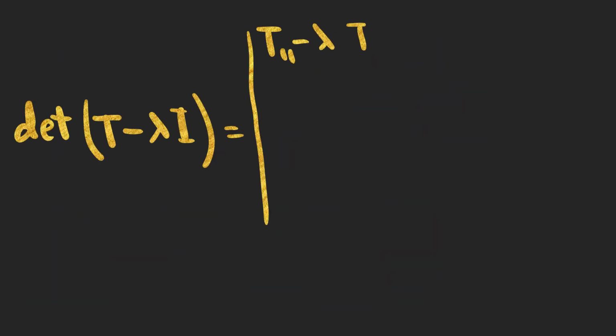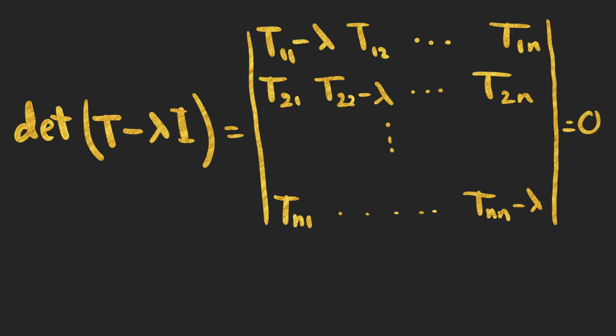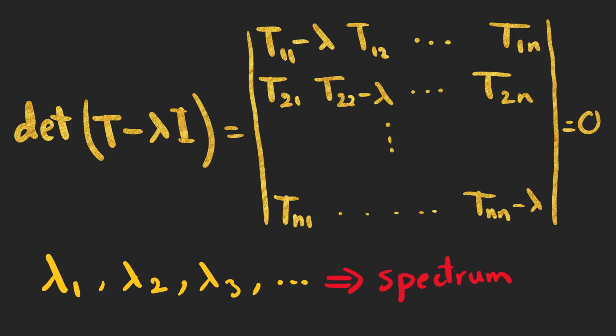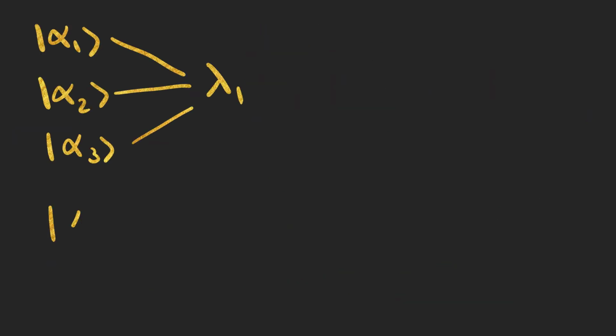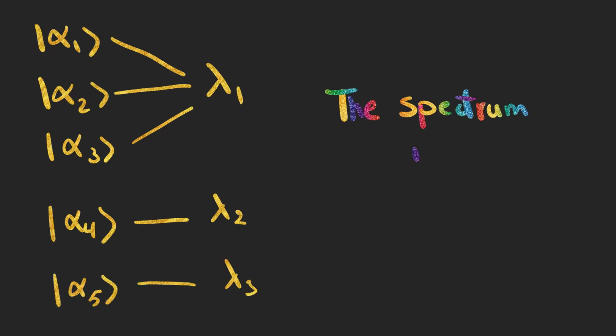So to find the eigenvalues, we need to solve this determinant. This equation yields a collection of lambdas. At least we have one distinct eigenvalue and at most n different eigenvalues. This is called the spectrum of the matrix. Note that if two or more linearly independent eigenvectors share the same eigenvalue, we say that the spectrum is degenerate.